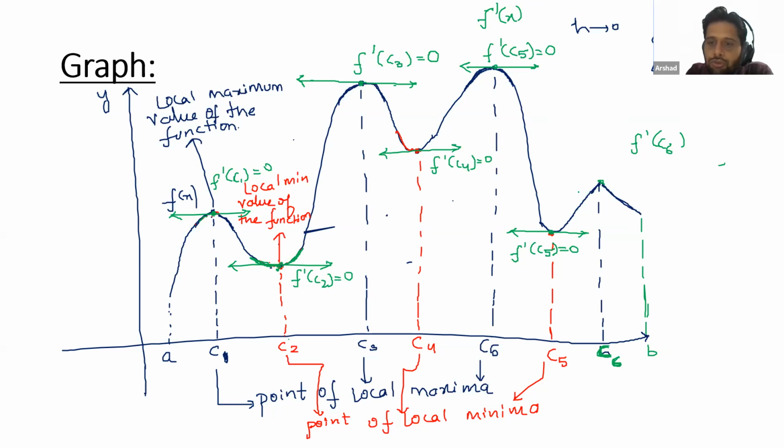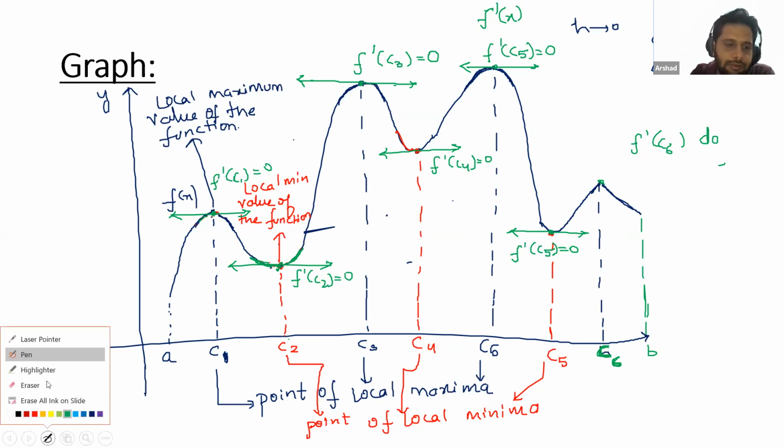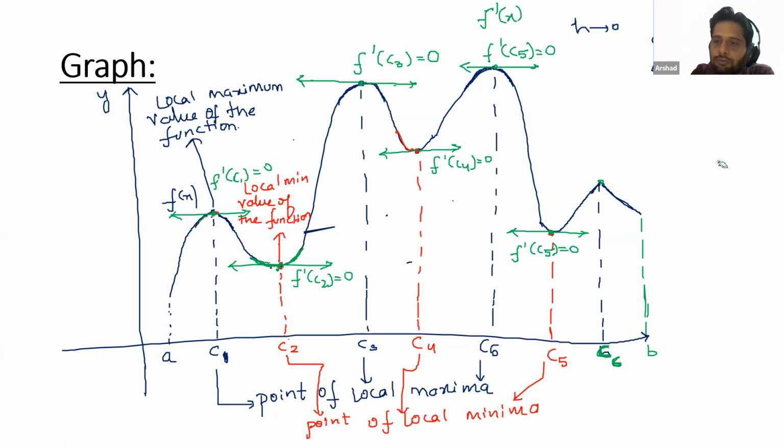Very good, Nabil. So this point is a corner point. We already know that the function is not differentiable at the corner point. So f dash C6 does not exist. Or we can say that f(x) is not differentiable at x is equal to C6. Why is it not differentiable? Because it is a corner point. So we know that at the corner point, the function is not differentiable.